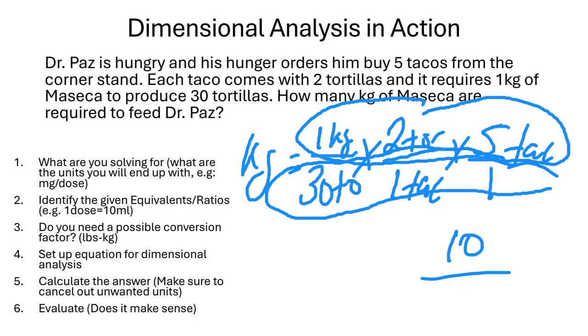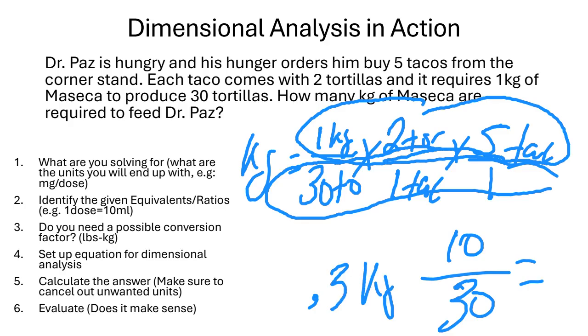In this case, 10 divided by 1, again by 1, and then by 30. This will not only allow you to keep track of all the numbers that you're using, but also to keep track of the units that you are canceling out. Why? Because we don't want all the units that are in the problem. We don't want to know the tortillas. We don't want to know the tacos. In this case, we just want to know the kilos. So doing it this way will be 10 divided by 1, divided by 1, divided by 30. That will give you 0.3 kilos of maseca. I'm just simplifying; it will be 0.33333.